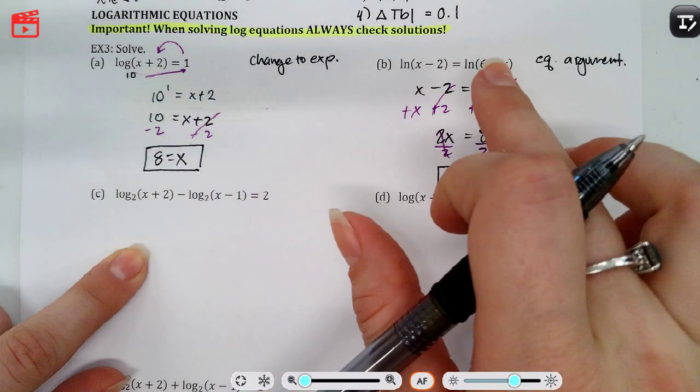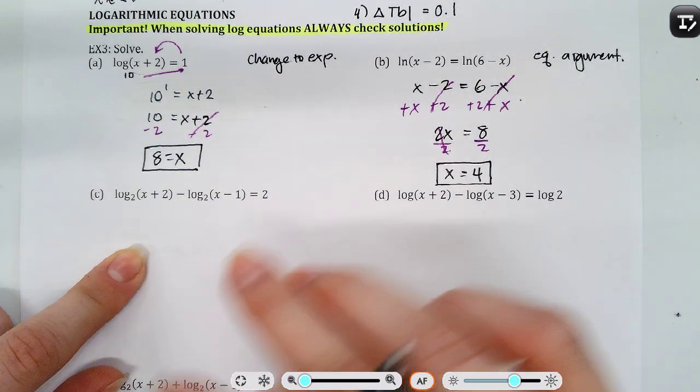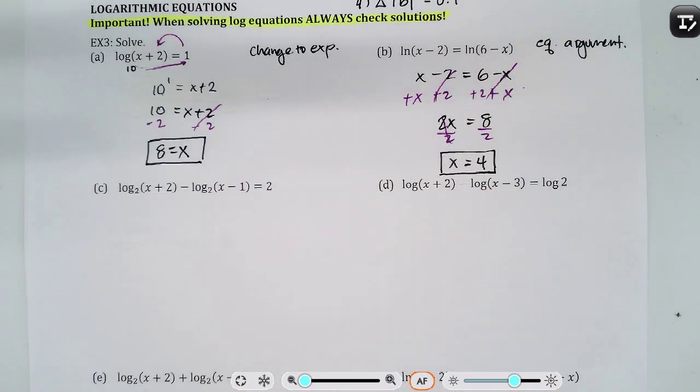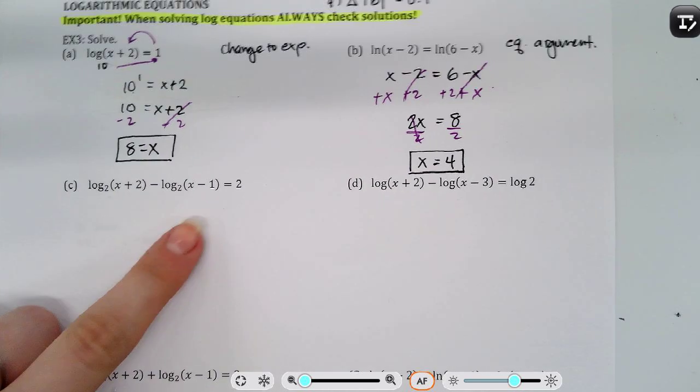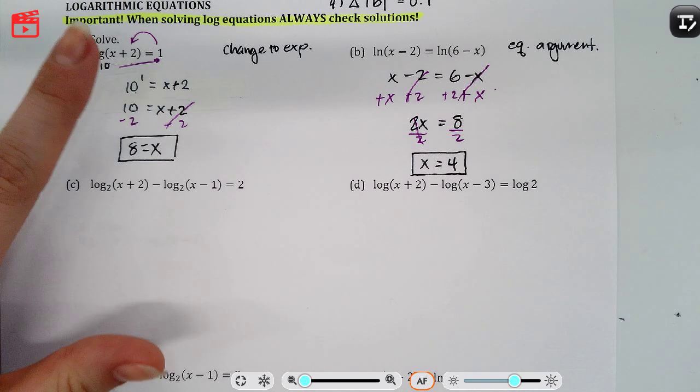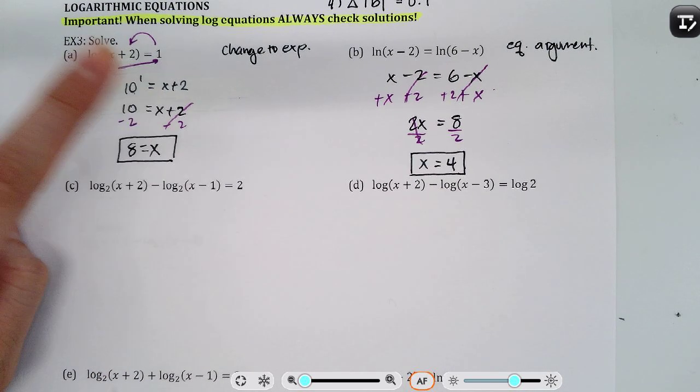The option does not match either one. It's not log equal to a number, and it's not two logs equal to each other. So my goal is to make it look like either this form or this form. Now, since it has a number in it, and they're not just all logarithms, my plan is to go for this one, okay? Because of that number.